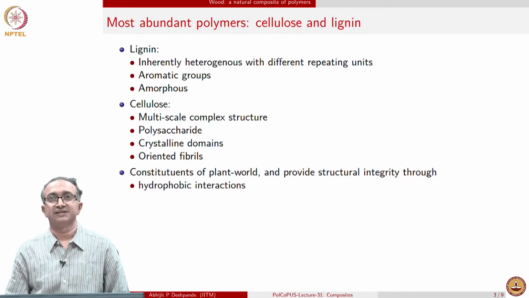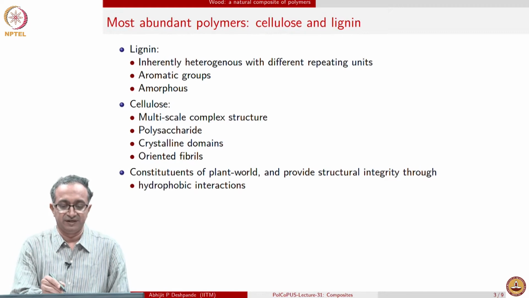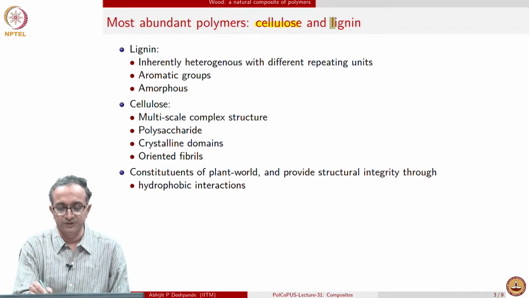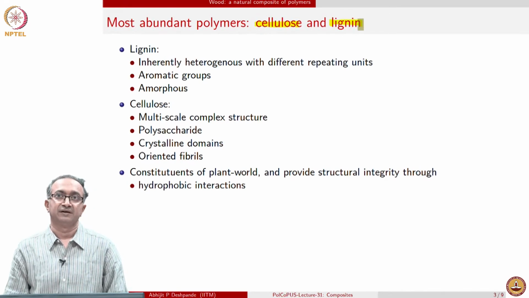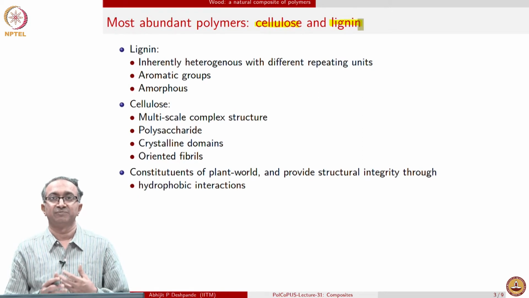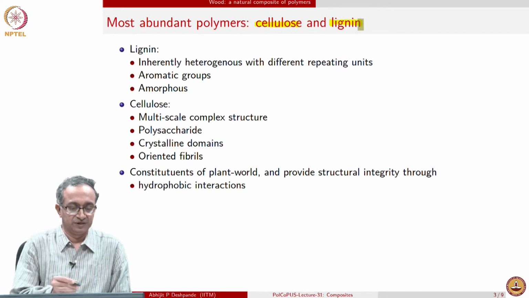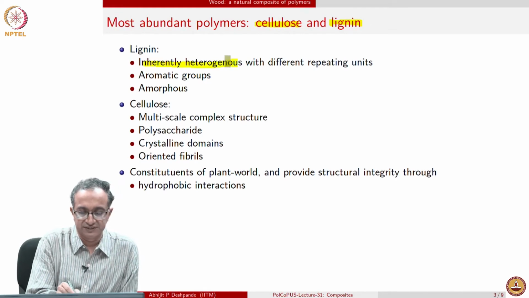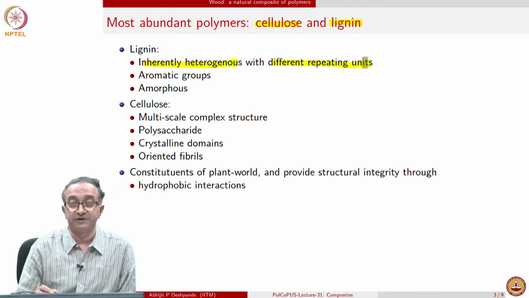So, starting with wood as an example, it's in fact a composite of cellulose and lignin. And lignin is the matrix material, as we have been talking about in the context of composites. The resin or matrix is the continuous phase and fiber or reinforcement is the discontinuous phase. So, lignin, which is inherently heterogeneous, with lots of different repeating units.